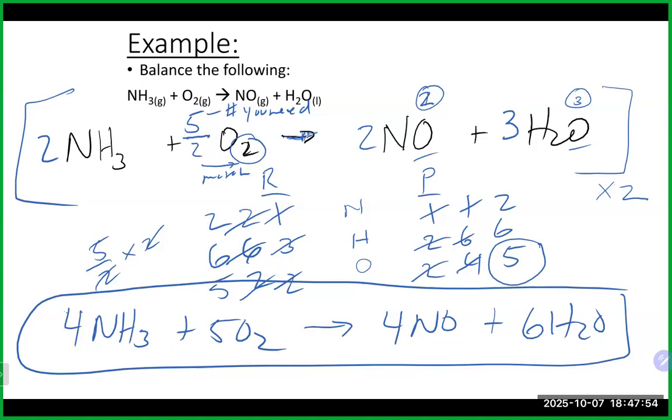And again, we should still be balanced. We got 4 nitrogens on each side, 12 hydrogens, 6 times 2 is 12, and 10 oxygens, 4 oxygens there, and 6 more is 10, and we're still balanced at this point. Any questions on that there?